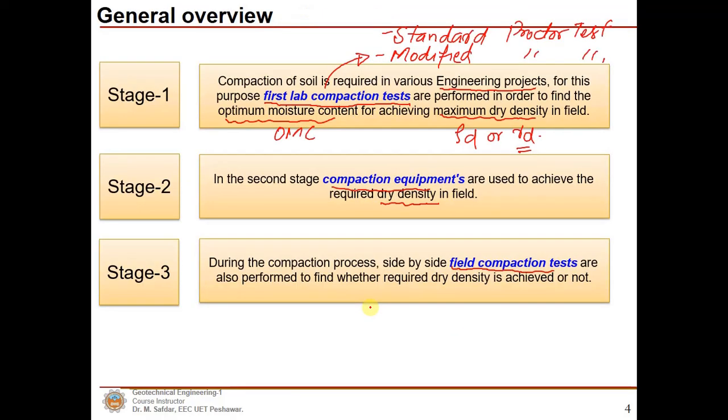Now, why do we perform the field compaction tests? They are performed to find out the dry density in the field. We achieved that in stage 1, and we use various types of compaction equipments to achieve that dry density. Now we need to check whether that dry density achieved by stage 2 is related to stage 1, and that will give us an idea about the compaction process.